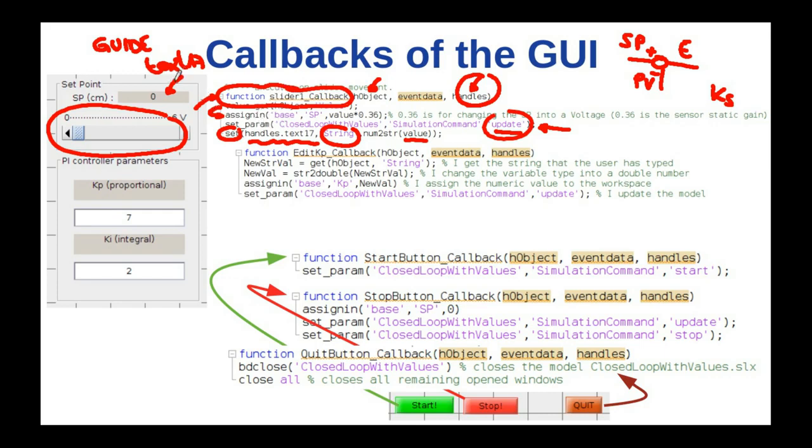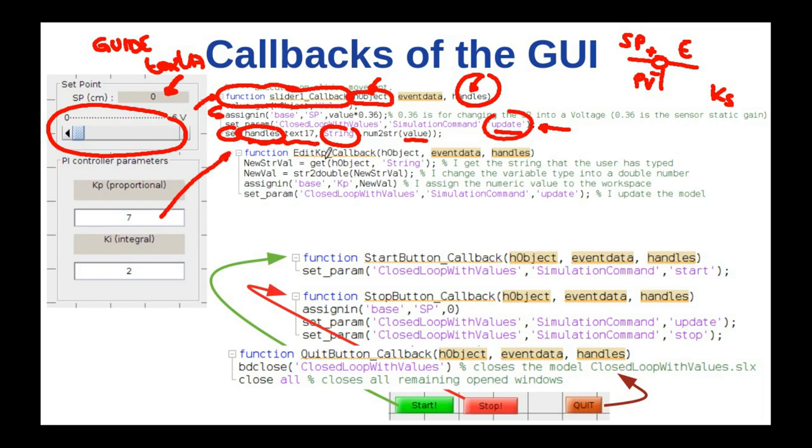Because this text has nothing to do with slider1, that's why I refer to text17 by means of the handles object, not directly by means of the hObject. The hObject refers in this function to slider1, while handles can refer to any object in the graphical user interface.